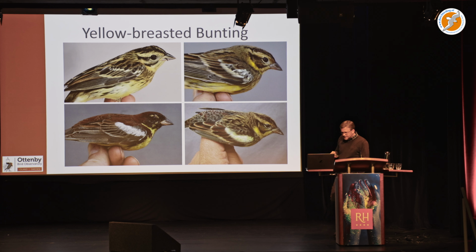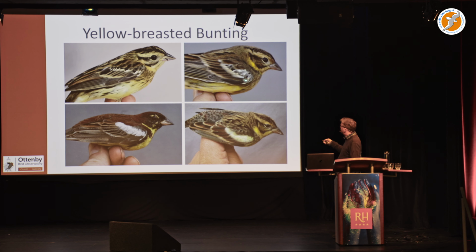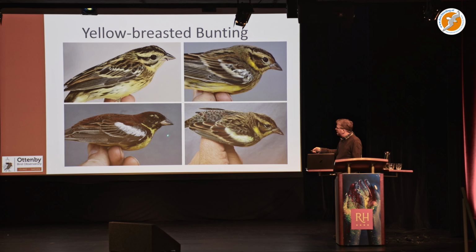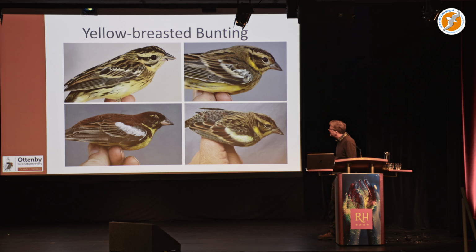So, and then we change species to the yellow-breasted bunting. Again, we have a juvenile bird upper left here before the moult. We then have a juvenile bird after the moult here. And on the lower row, an adult unmoulted bird and an adult moulted bird, before and after the stopover moult in China.